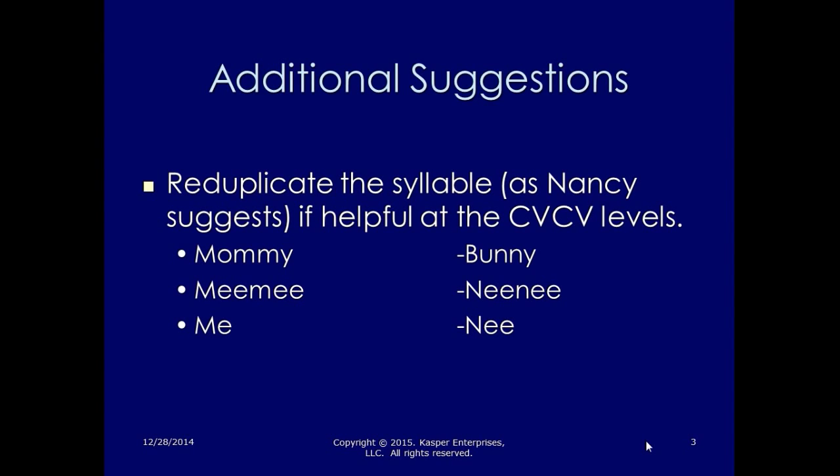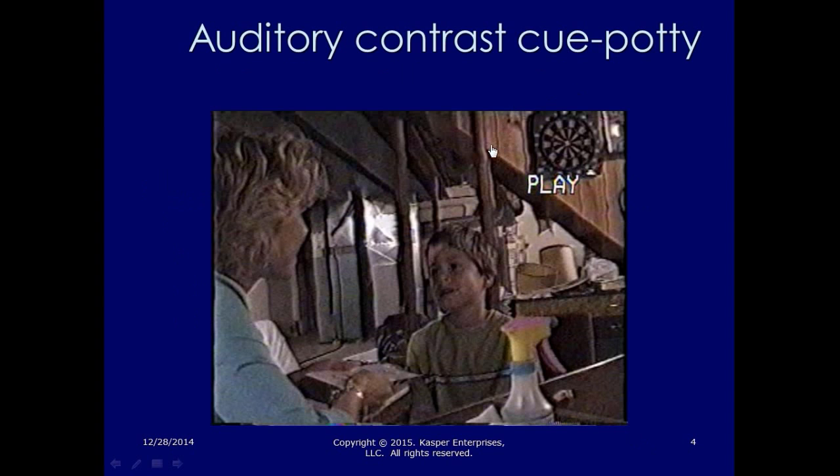Another strategy that Nancy has promoted and that I found to be very effective with children with autism spectrum disorders is reduplicating the syllable. Nancy calls it an auditory contrast cue. So if someone's having trouble saying mommy, then you could try having them say me, then me, and then mommy. And this can be quite effective. This little gentleman here is going to show us this with the word potty.